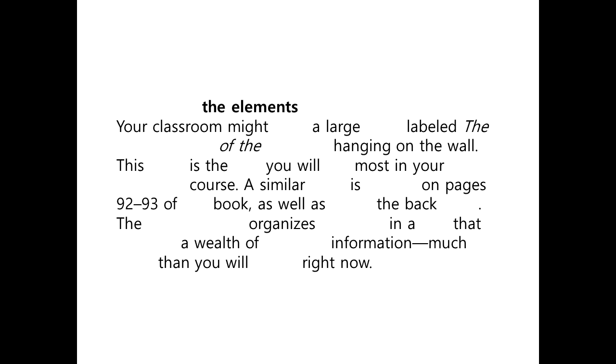Organizing the elements. Your classroom might have a large chart labeled the periodic table of the elements hanging on the wall. This table is the tool you will use most in your chemistry course. A similar table is printed on pages 92 and 93 of this book, as well as inside the back cover. The periodic table organizes elements in a way that provides a wealth of chemical information, much more than you will notice right now.